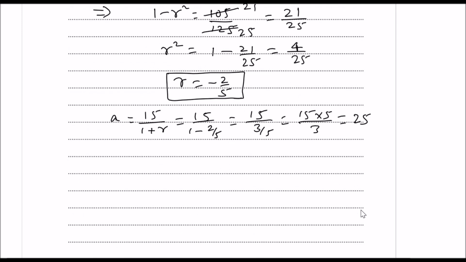A equal to 25. So T3, term 3, equal to AR square. So 25 times minus 2 by 5 whole square, and that gives us 4. That is the answer.